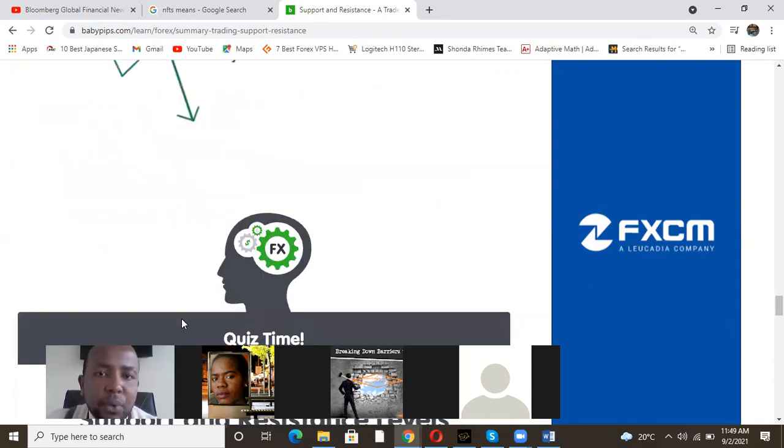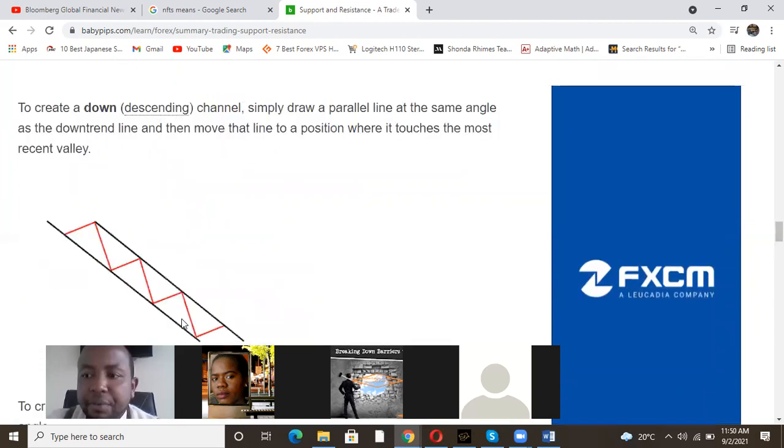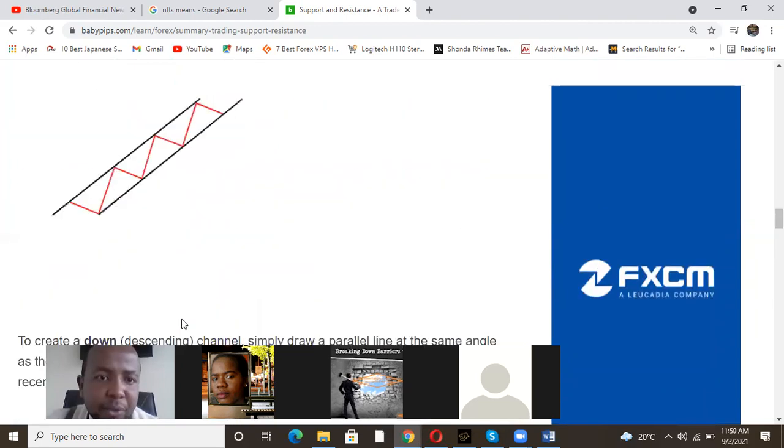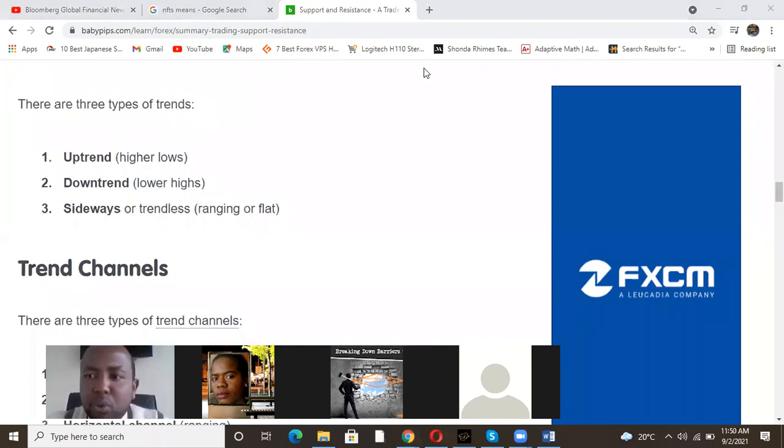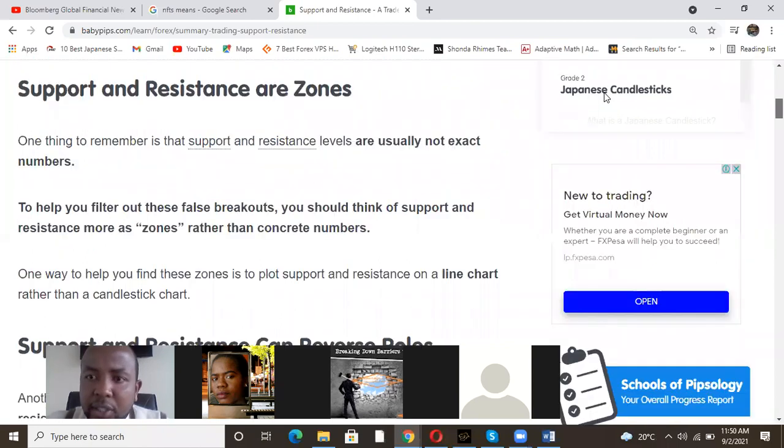So let's finalize on support and resistance. Remember, we have zones, trend lines, and channels. In the other class, I'll introduce you to moving averages. But for today, let's just do support and resistance, and also let's do candlesticks. So let me go now to candlestick charting, because candlestick is what I really wanted us to touch today.